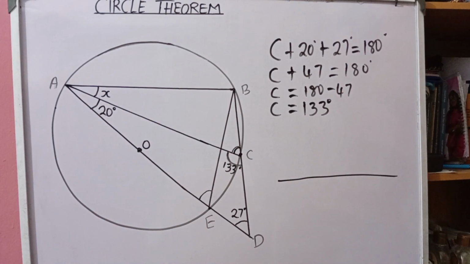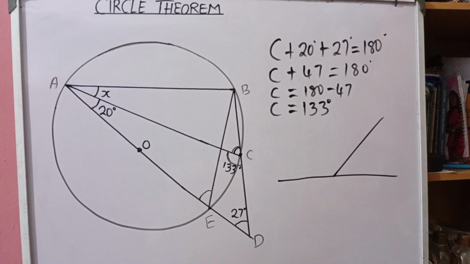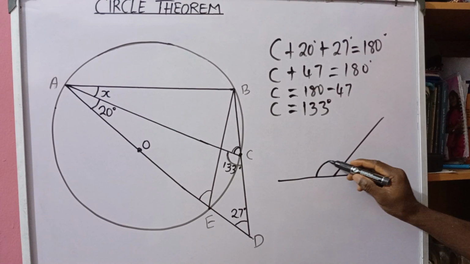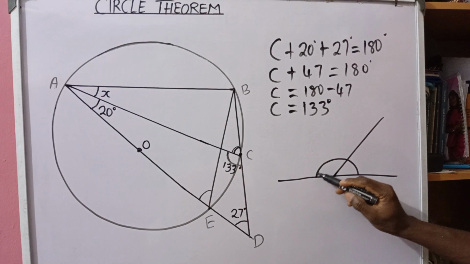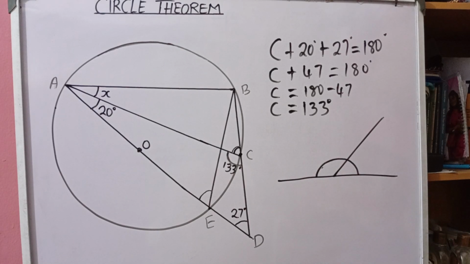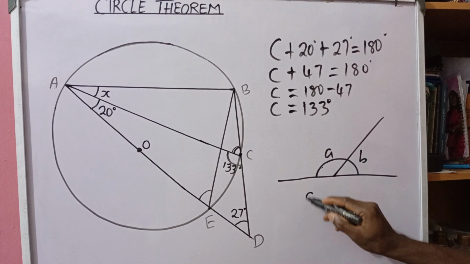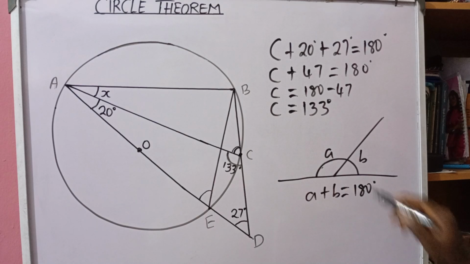Recall what we did in our previous videos, where we talked about different aspects of angles. Whenever an angle is subtended within a semicircle or within a straight line, the angle formed on that straight line is always 180 degrees. We call it angle on a straight line. If, for example, I have A here, I have B here, that is to say A plus B will always be equal to 180 degrees.